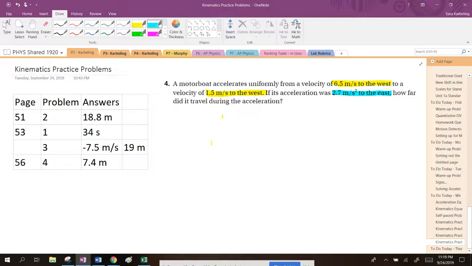It says, how far did it travel during the acceleration? So really, what are they looking for? They're looking for how far it traveled. So that would be a displacement. So that's the thing we're looking for, delta x, which is a displacement. All right, so let's do it graphically. I think we can handle this.